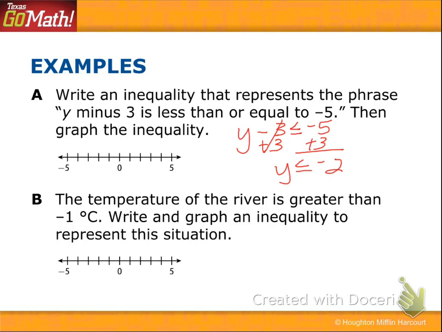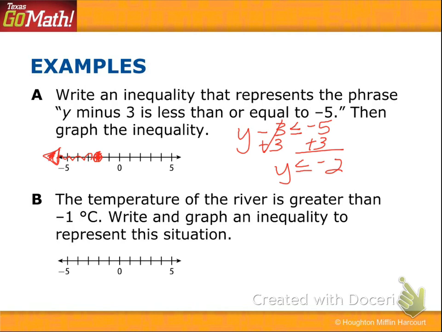So on my graph, this is just like what we've been doing. I'm going to come to the negative 2. And because we have the equal to, this is going to be shaded in. So I'm going to color it in. And y is less than it, which means I need to shade in this direction.